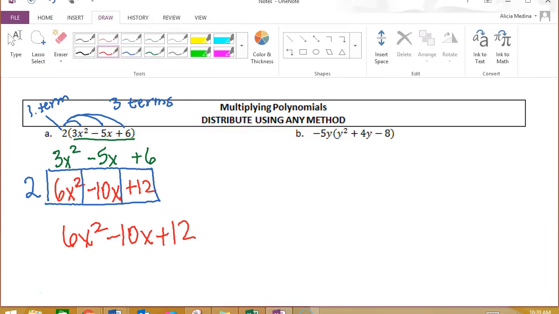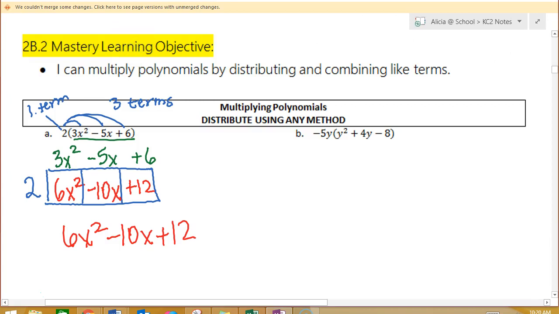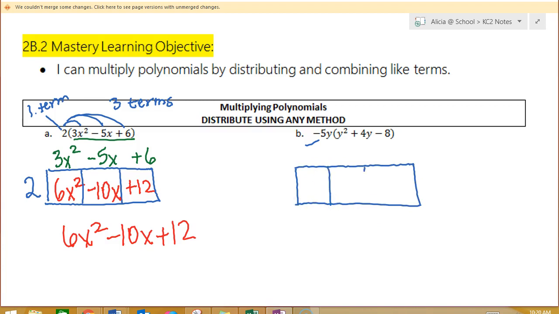For letter B, same concept. I see that I have one term here, so I know I'm going to have one box. And then I have a polynomial of 3 terms, so I'm going to make sure I have 3 boxes here. Again, if you're able to distribute that without using the Punnett square boxes, that is okay. But eventually, when our polynomials get a little bit bigger, it's easier to use Punnett squares. All right, so all I did was rewrite that polynomial, and now I'm going to multiply.